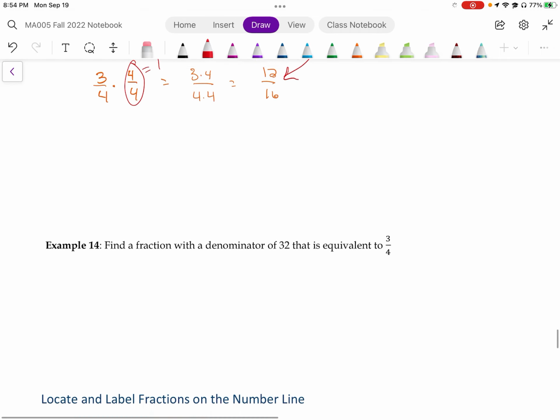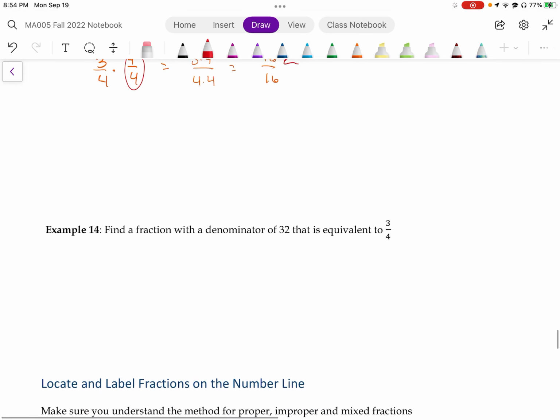All right, so find a fraction with a denominator of 32 that is equivalent to 3/4. So this is a little bit different kind of problem. So what they're asking us to do is to say 3/4 times what over what, and I'm going to use red here, times what over what, gives us a new fraction with a denominator of 32. That's what it's asking us. Find a fraction with a denominator of 32 that is equivalent to, that's what the equal sign means, 3/4. Okay, so here's how I want you to set it up. 3/4 times blank equals something over 32.